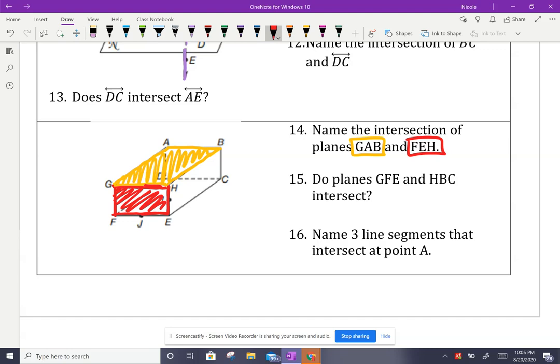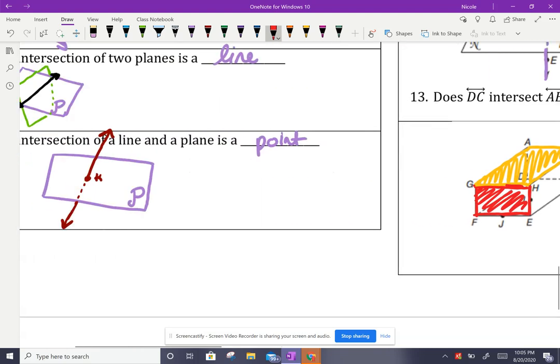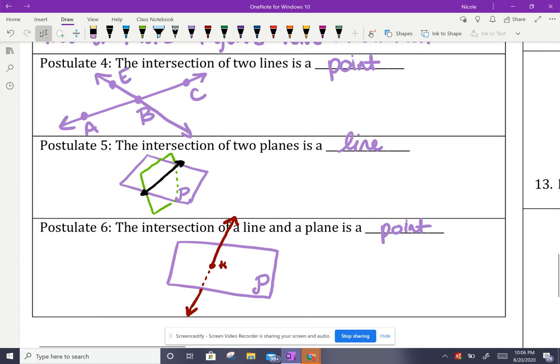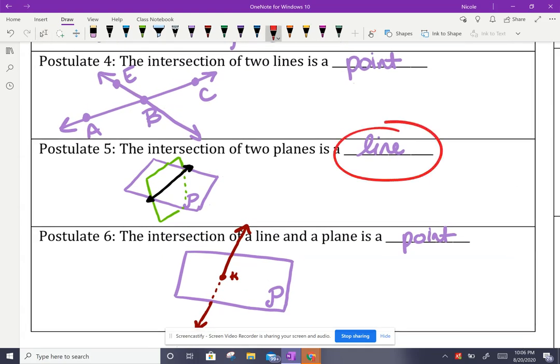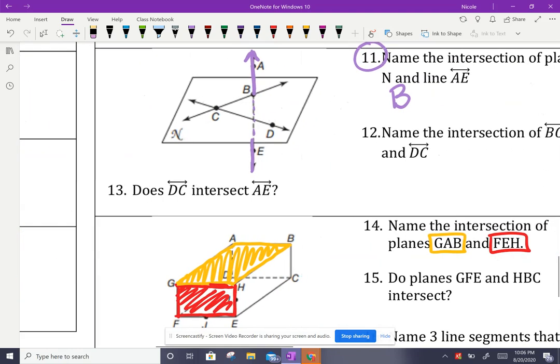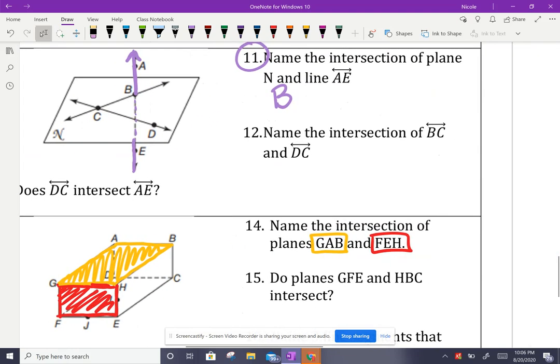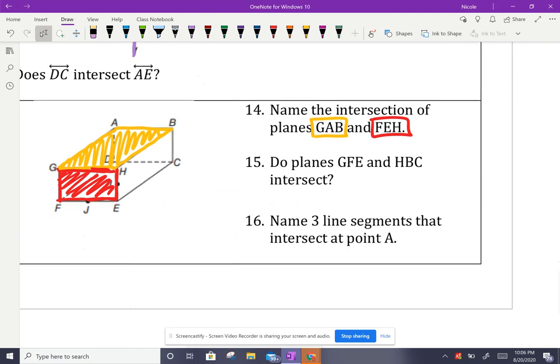And they're two planes. Looking back at our postulates, the intersection of two planes is a line. So we're not naming a point, we are naming a line. So where does the yellow plane match up with the red plane? What is the name of the line? Right here on the edge. What 2 points make up that line? That would be GH.